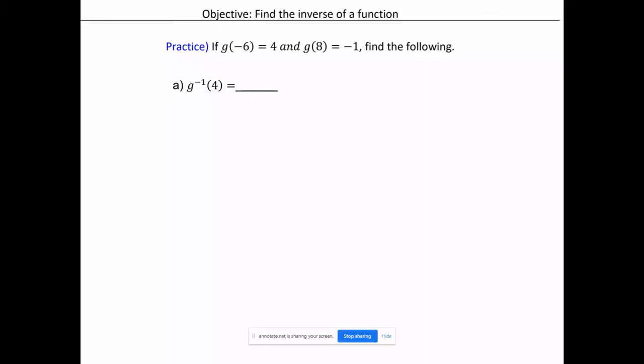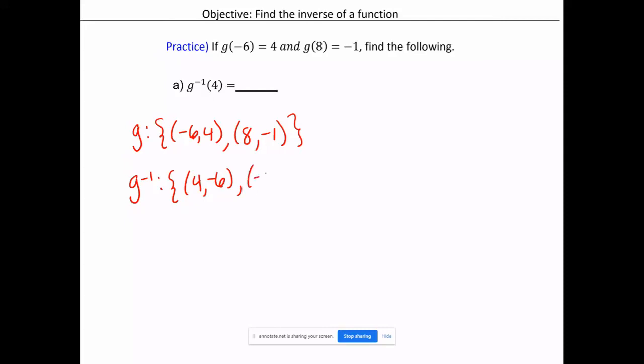All right, so now this one's a practice. So the g is going to be -6, 4 and 8, -1. And then the g inverse, you just switch those. That's 4, -6, and -1, 8. So you guys can go ahead and pause this one and see if you can get g inverse of 4.